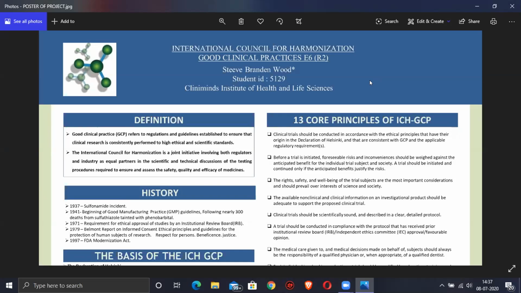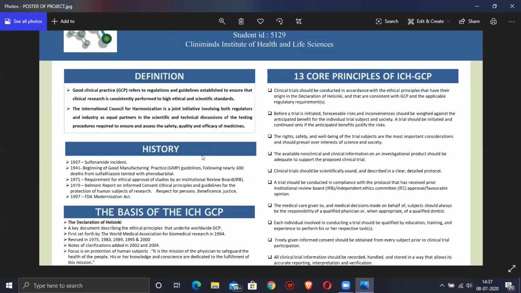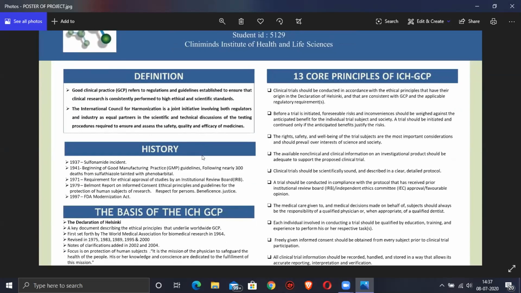Now, ICH and GCP did not just evolve out of the blue. ICH GCP evolved and came into existence because of many tragedies that occurred and many violations that occurred during the course of time. Now, the first and foremost that brought attention to the entire world and especially to the scientific community is the sulfonamide incident in 1937. Sulfonamide is an over-the-counter drug which was being widely used in 1937. And because it was produced in an elixir form by mixing diethylene glycol, which is very poisonous, it resulted in many deaths.